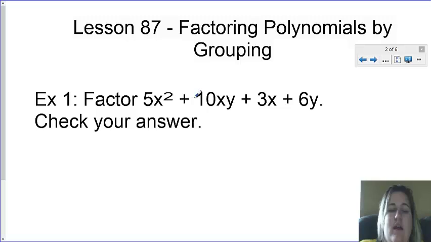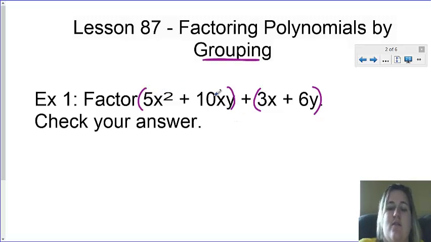So, on example 1, it wants us to factor this and then check our answer. And it already says by grouping. So what we're going to do is group the first two and the last two. And remember, if there's a plus out here, we leave it out here. If it's a negative, we have to take it with it and write the plus between. I think we'll have an example like that in a minute.